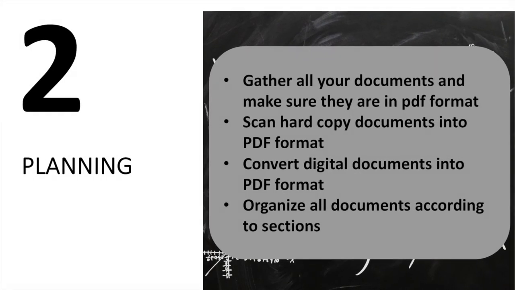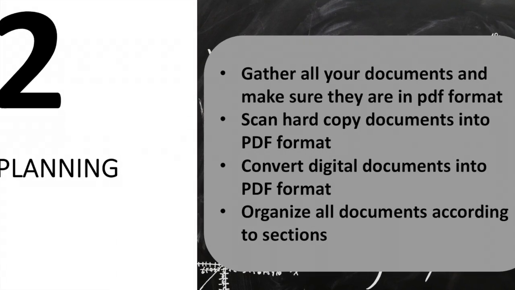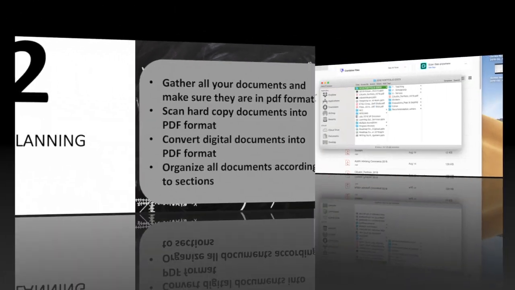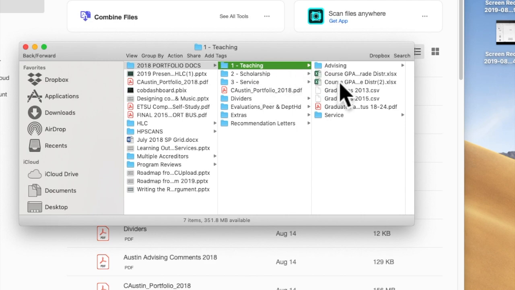Once you've got the software, the next step is really planning for how you're going to put all of these pieces together. What I've done is to create a file folder in my Dropbox, which is what I use, that contains all of the subsections that I want in my portfolio: teaching, scholarship, and service, maybe a little extras or whatever. And under teaching, I might have advising or those kinds of things.